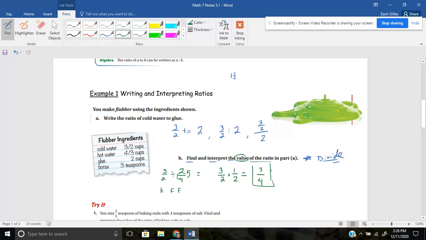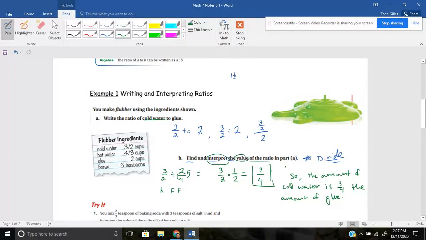And now it wants us to interpret that. So what does that mean in the context of this problem? Well, you can say the amount of cold water is 3/4 the amount of glue. And that makes sense.